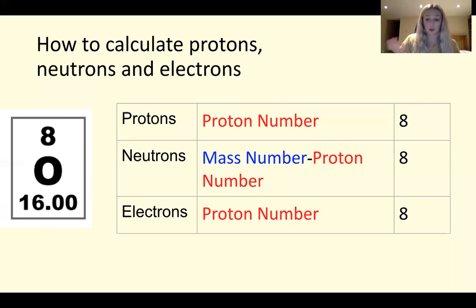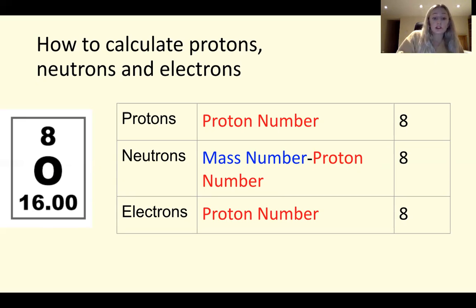To calculate protons, neutrons and electrons, for protons, we just use the proton number, nice and easy. So for oxygen it is 8. For electrons, we do the same, because if you remember, our protons are positive, our electrons are negative, they need to be equal to keep the atom neutral as a whole. They have to equal each other to cancel each other out so that the atom doesn't become positively or negatively charged. And then for neutrons, we take the whole mass of the atom and we take away the protons, and that's how we figure out how many neutrons there are left.